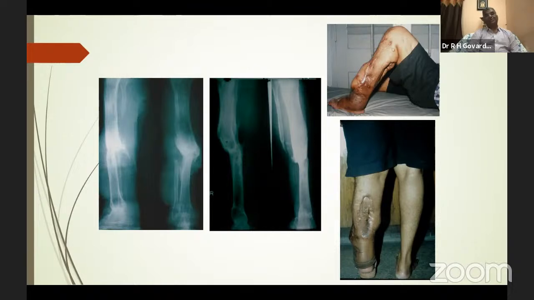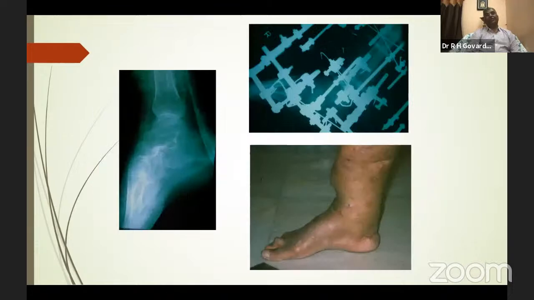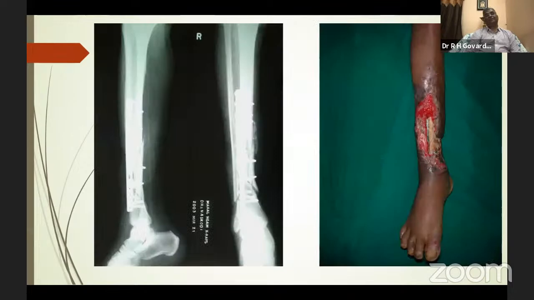Now, when you are using an Ilizarov frame, you have an added advantage. This fellow had a small peri-articular fracture here also, for which we extended the frame. He had equinus deformity of the foot and ankle, which was also corrected. So that is an added advantage when you are using it.